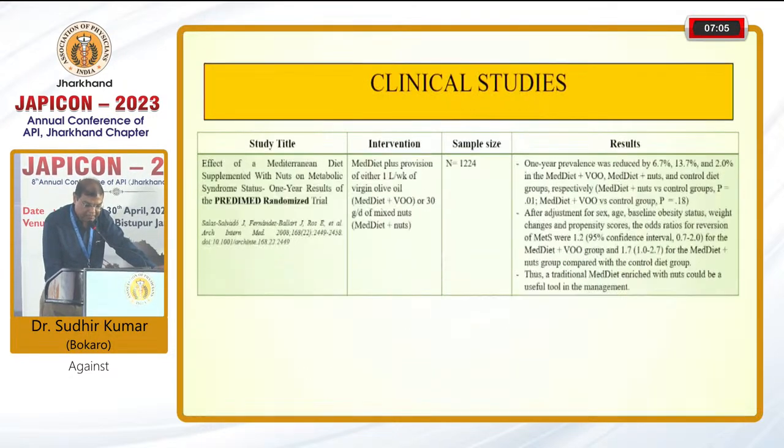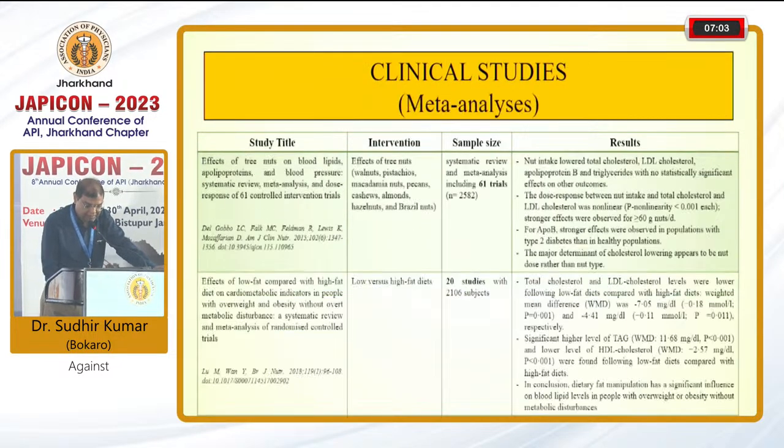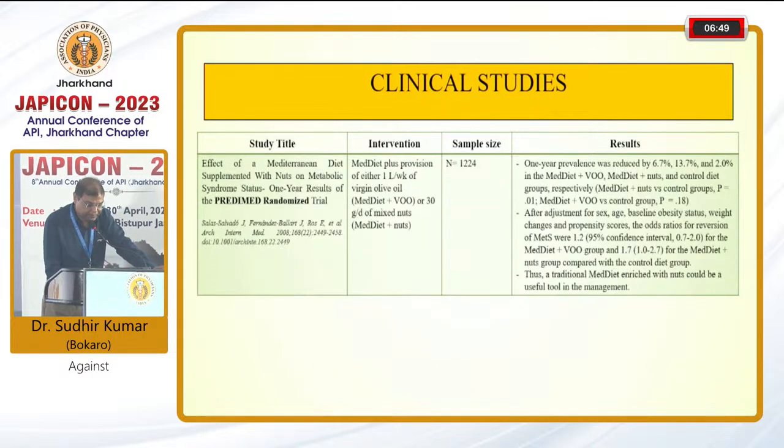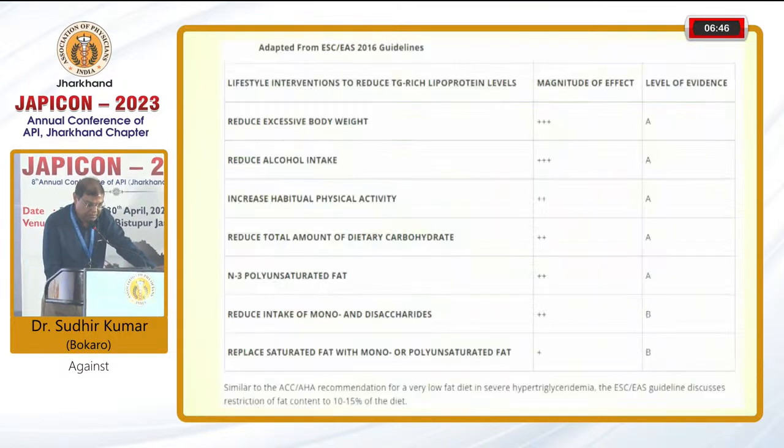So these are the meta-analyses. There are 61 trials, 20 studies, all of which show the effect of lifestyle modifications and intensive lifestyle therapy to reduce TG levels. So these are the trials, and this is adapted from the ESC/EAS 2016 guidelines. Lifestyle intervention has a very large magnitude of effect, and the level of evidence is A.